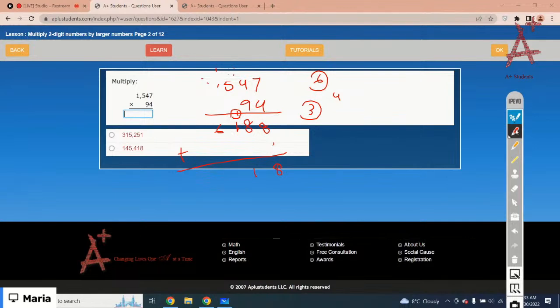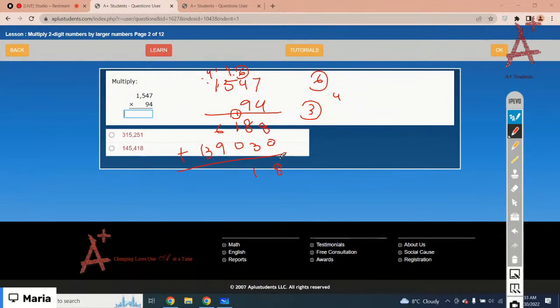Okay, it would be 1547. Okay, 9 times 7 is 63. 3 and 6 carry. 9 times 4 is 36 and 6, 40. 0 and 4 carry. 9 times 5 is 45 and 4, 49. 9 and 4 carry. 9 times 1 is 9, 10, 11, 12, 13.